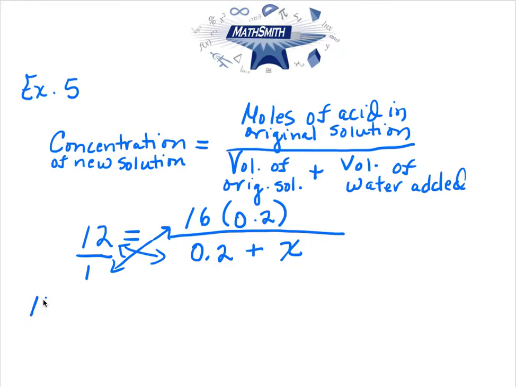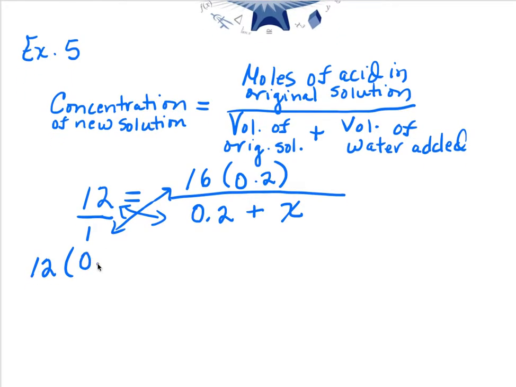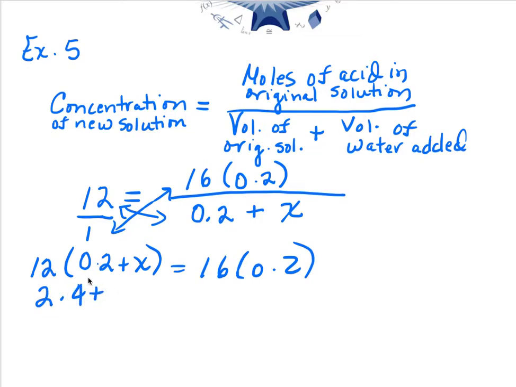All right, so we're going to have 12 times (0.2 plus x), and that's going to equal 1 times all this, 16 times 0.2. So what does that become? Well, 12 times 0.2 is going to be 2.4, and then 12 times x is going to be 12x, and that's going to equal 16 times 0.2, which is going to be 3.2.